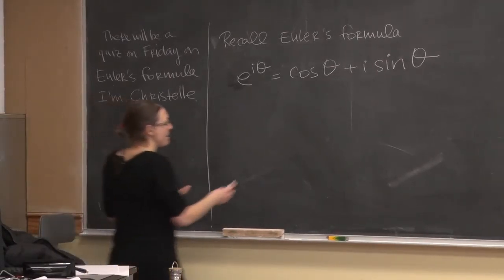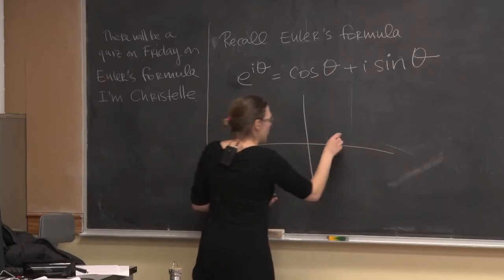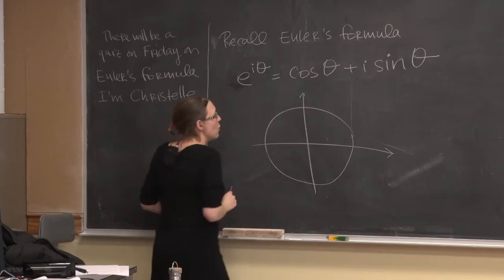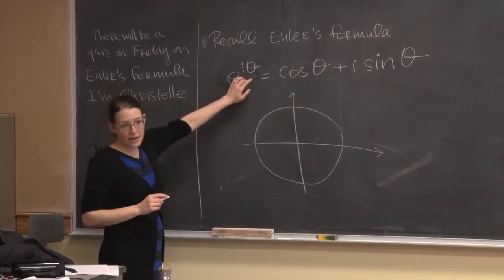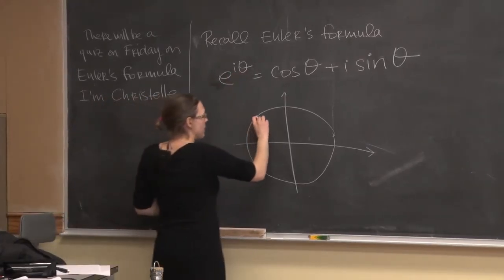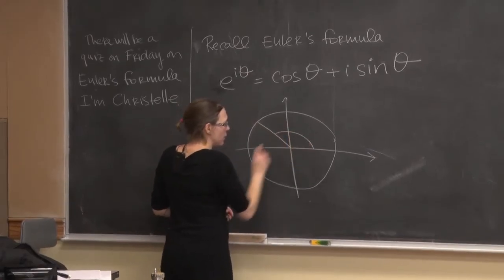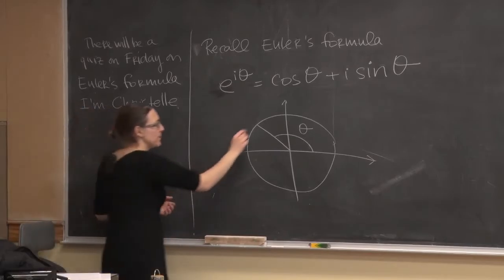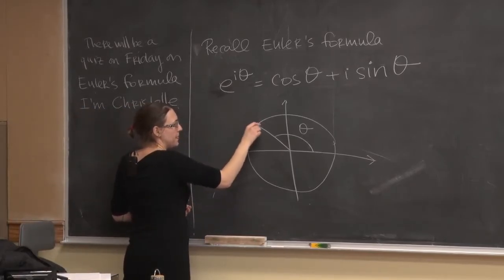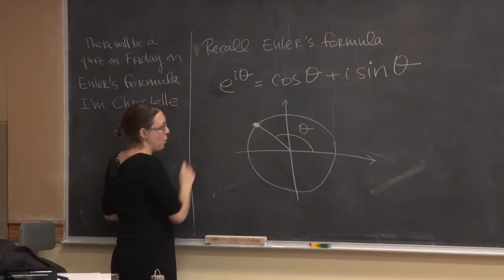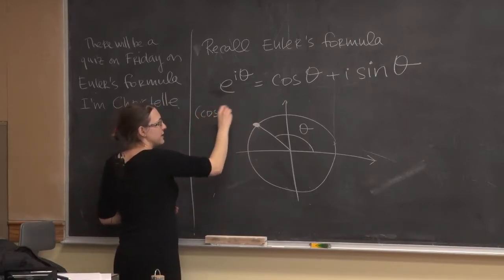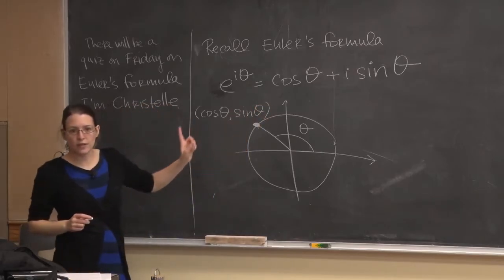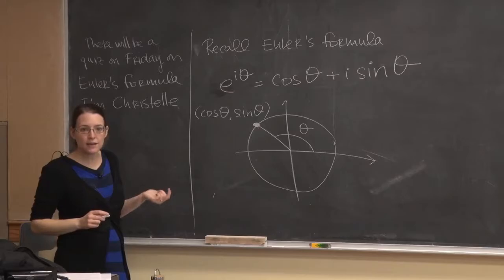One way to remember it is to think geometrically, where here I'm using the letter theta on purpose. If you remember your trigonometry and you have an angle theta, you might remember that the Cartesian coordinates of this point are cosine theta, sine theta. So the x-coordinate is the cosine of the angle and the y-coordinate is the sine of the angle.